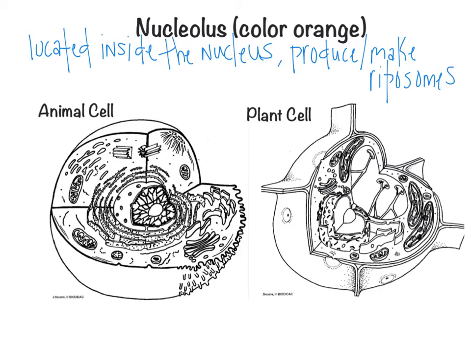Let me see if I've got an orange here. It is just right in here. If you look here and here, shade that in orange. At this point you should have your nucleus red and your nucleolus orange. Again, don't get those confused. The nucleus is the whole big thing, and your nucleolus is just that little bit inside.